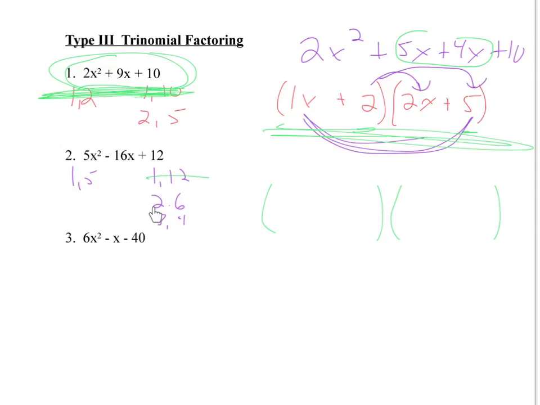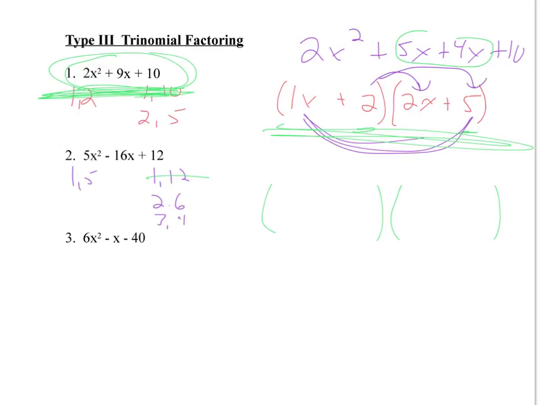1 times 2 is 2. 5 times 6 is 30. 2 plus 30 is 32, not 16. 5 times 2 is 10. 1 times 6 is 6. 10 plus 6 is 16. Hey, hey, hey. Ring my bell. That worked.